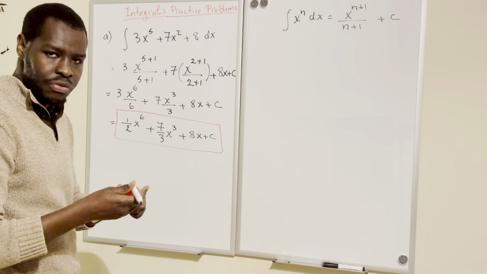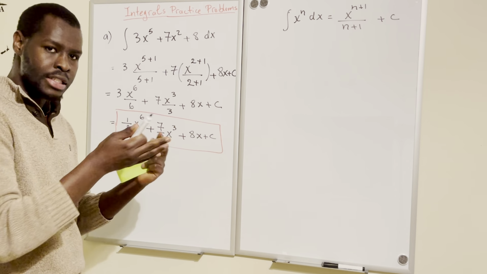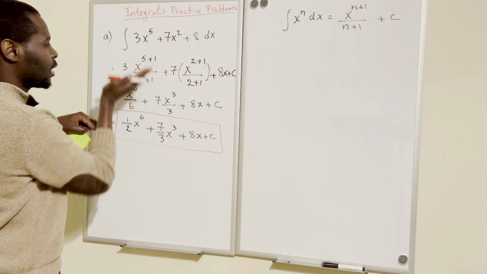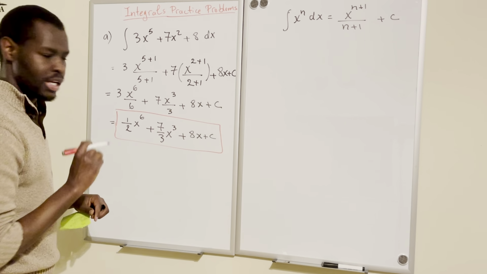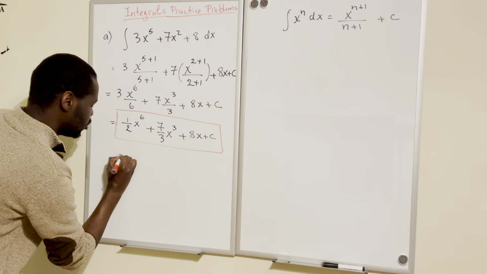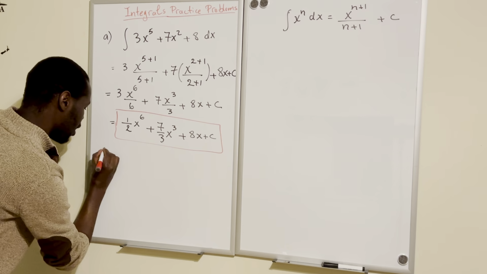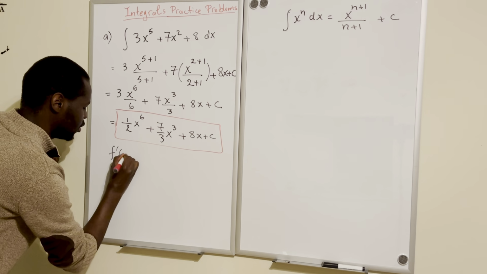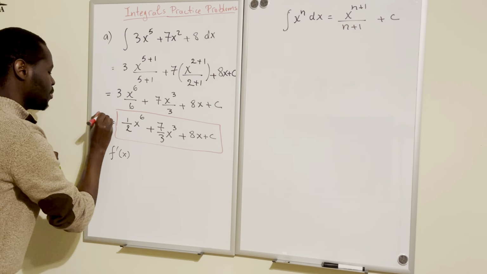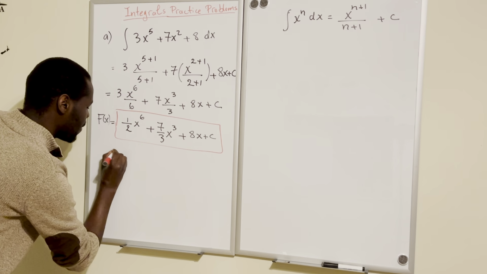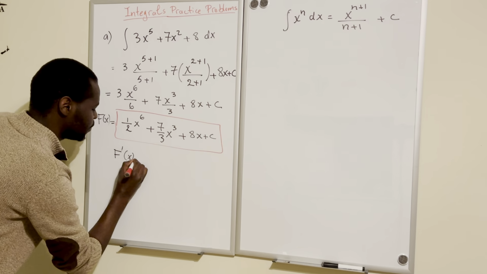Now, in order to verify, because an integral is an antiderivative, that means if I differentiate this function, I should get back the original one. Let's go ahead and verify that, okay? So what is the derivative of this? Now I'm evaluating the derivative of this function. I will call this one big F of x, and then I will call this my big F prime of x.